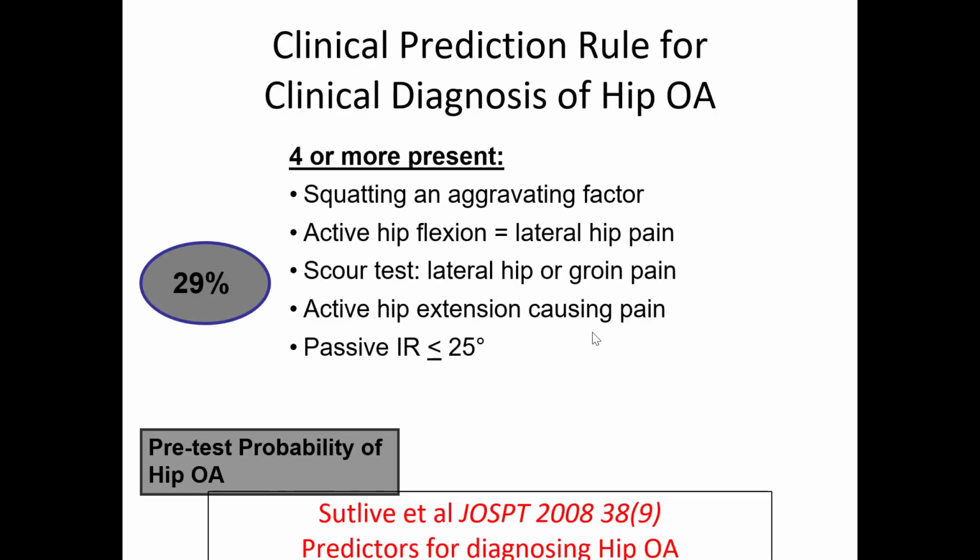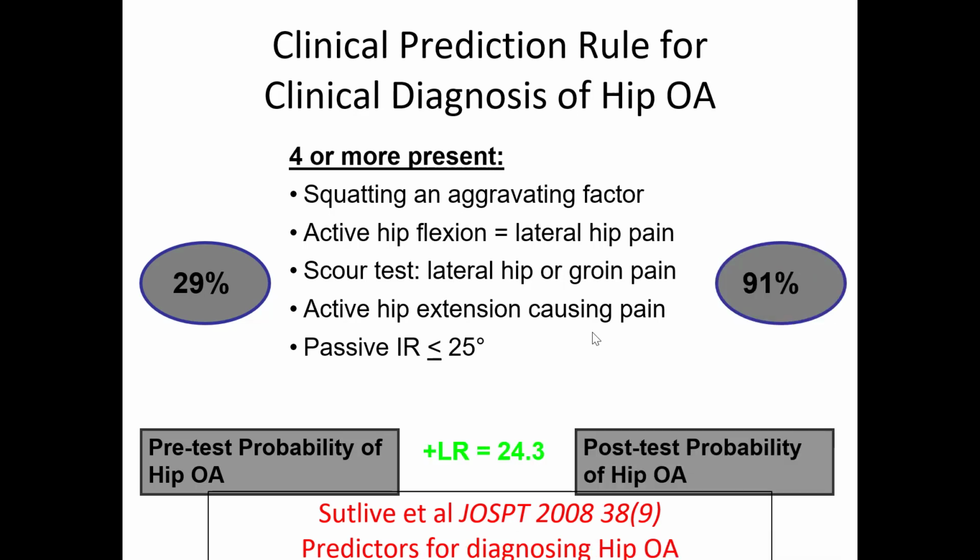We also have a clinical prediction rule to help identify individuals with hip osteoarthritis. If 4 or more of these factors are present, there is a 91% chance the patient's source of symptoms is hip OA. In fact, if they meet 3 out of the 5, there is a 68% chance.